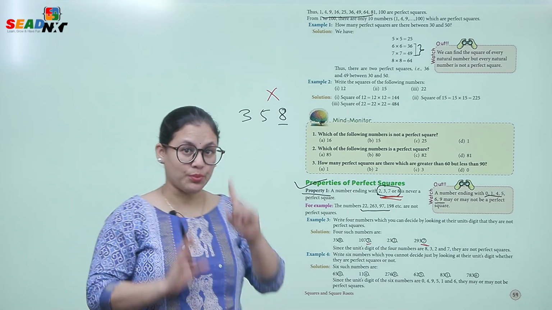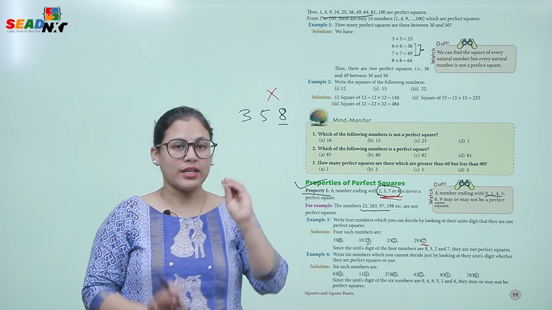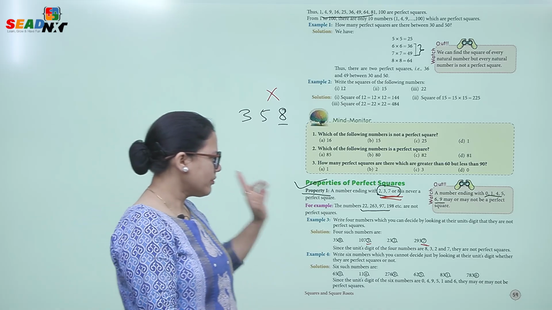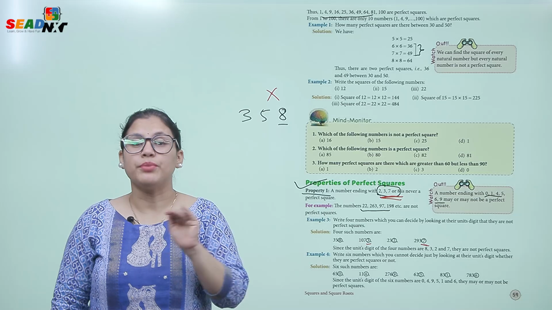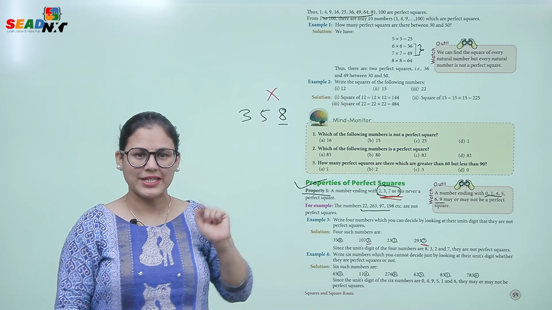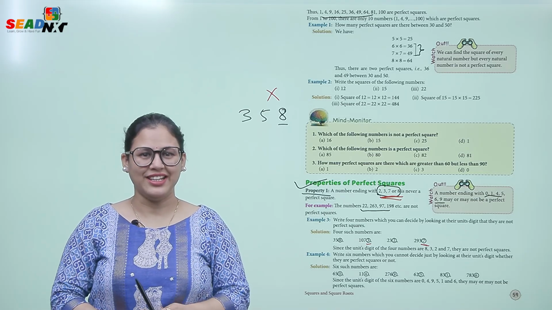Okay, is that clear? So please keep this in your mind that if a number ends with 2, 3, 7 or 8, it will never be a perfect square. Okay, इसी तरह से अपने बाकी एग्जाम्पल्स की प्रैक्टिस करनी है, right?